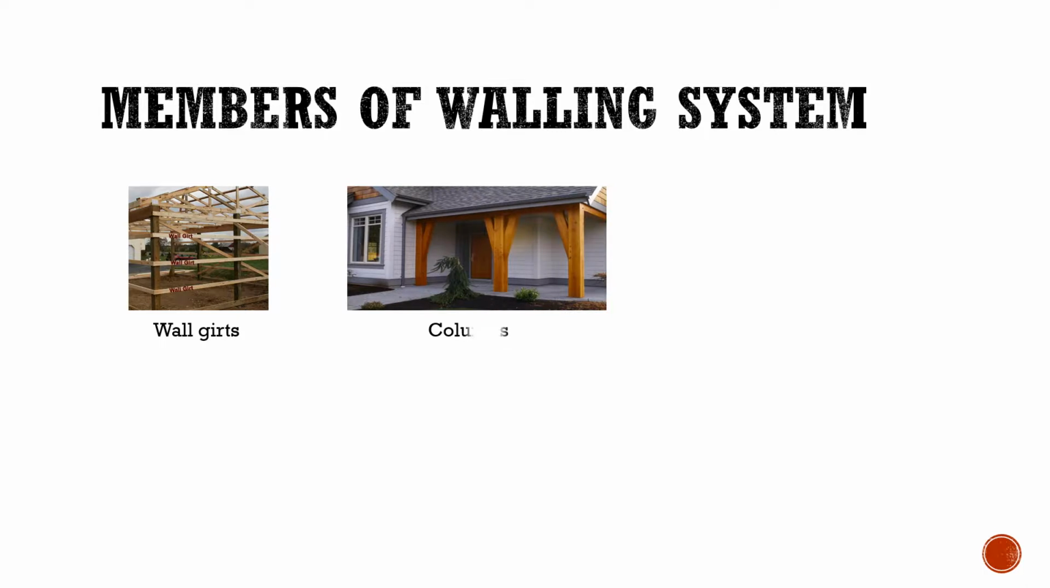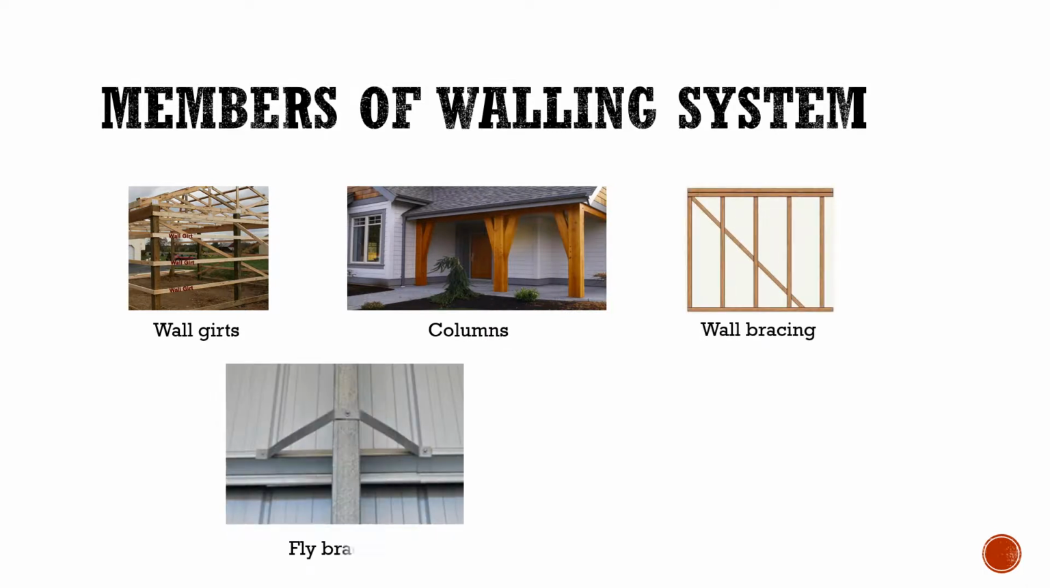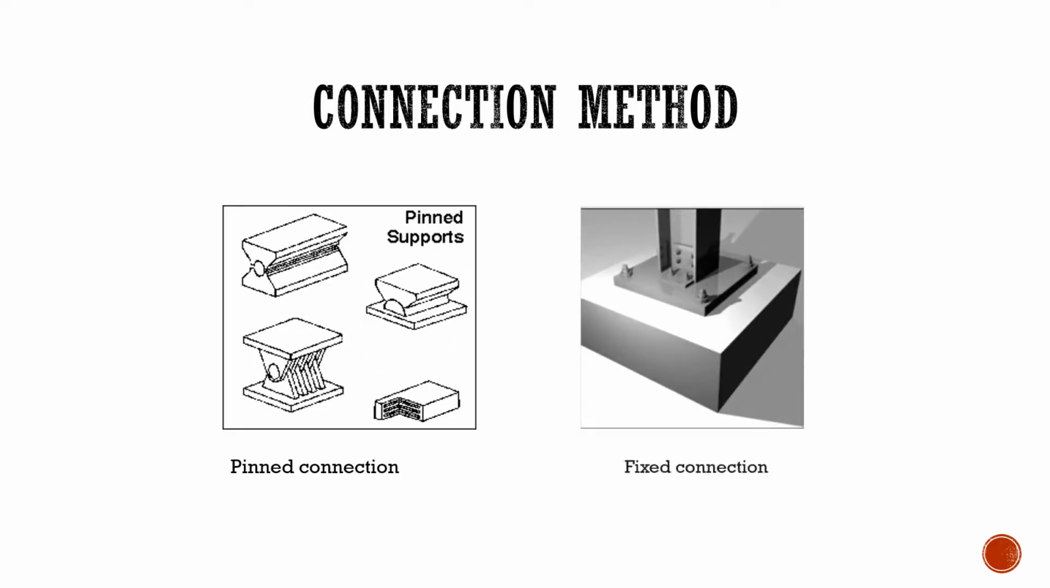For the wall system, the members and connections mainly include wall girts, columns, wall bracing, flat bracings, and wall claddings. And the connection method can be pinned or fixed. In our design, the connection method is pin.